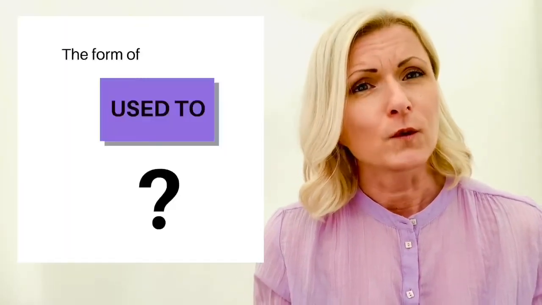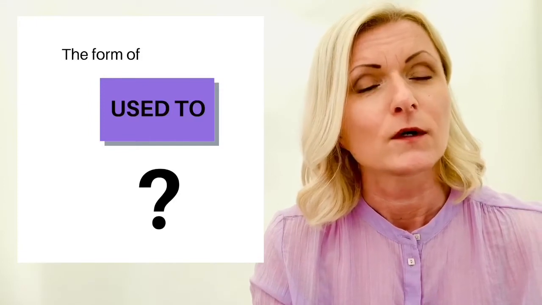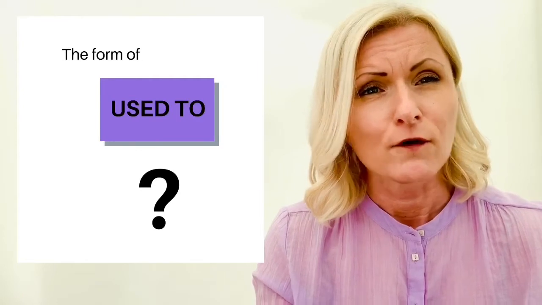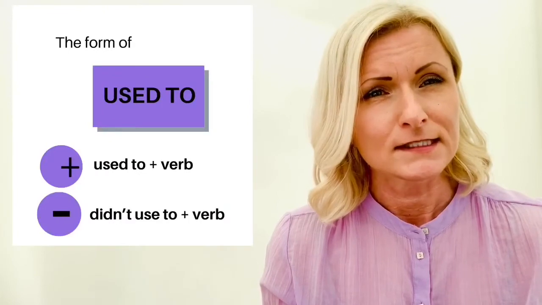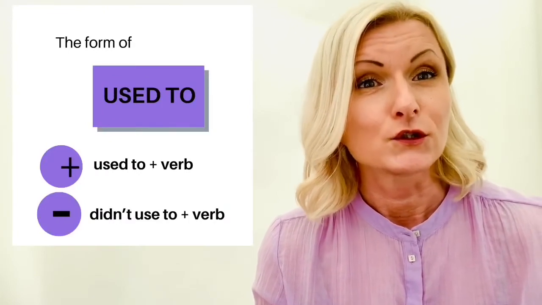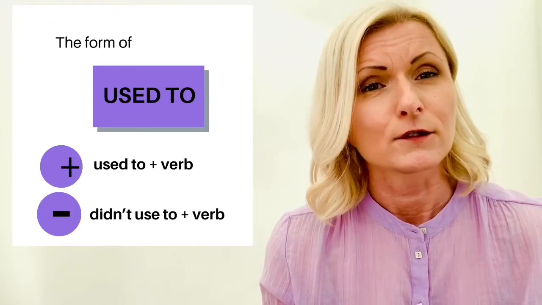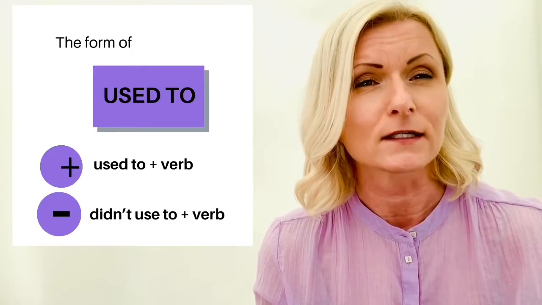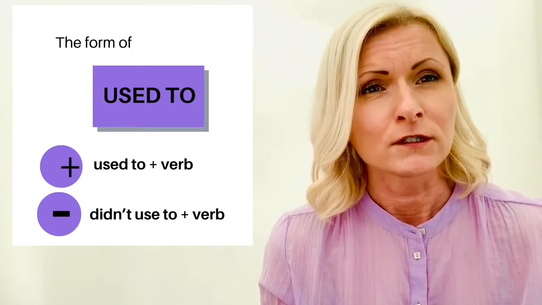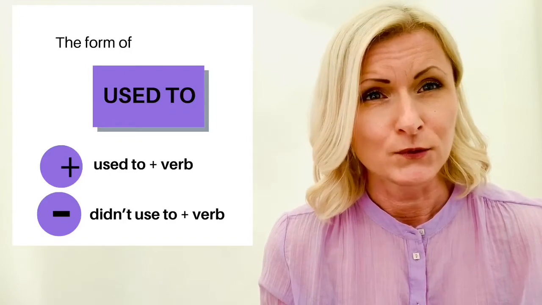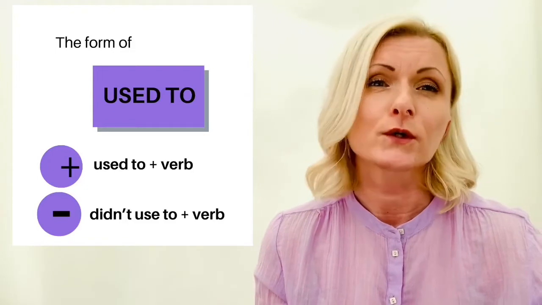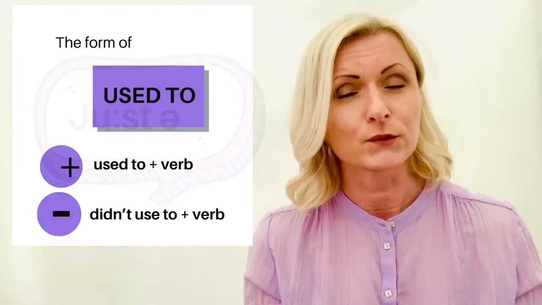So what is the form? Can we notice the form? What kind of words do we need to use, and what kind of verb forms do we need to use? So let's have a look. In the positive sentences, we use the expression used to plus the base form of the verb. So used to go, used to eat, used to drink. In the negative construction, we use didn't used to plus the base form of the verb. So I didn't used to go, I didn't used to eat, I didn't used to drink.